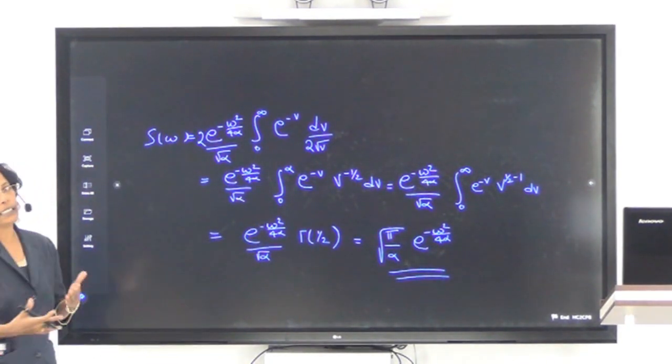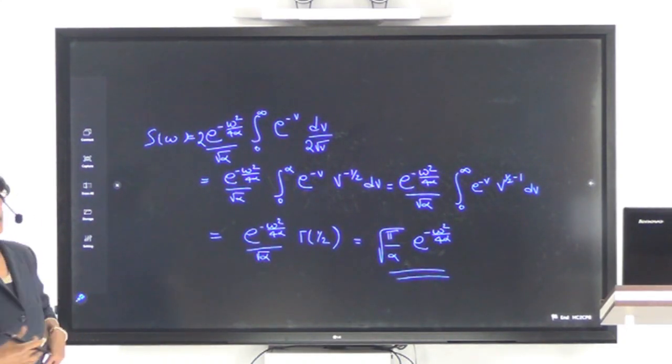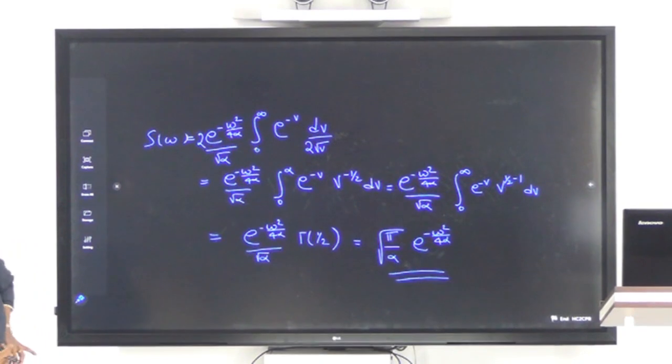Next problem we will discuss, the autocorrelation function will be given. We will find out what is the power spectral density function.